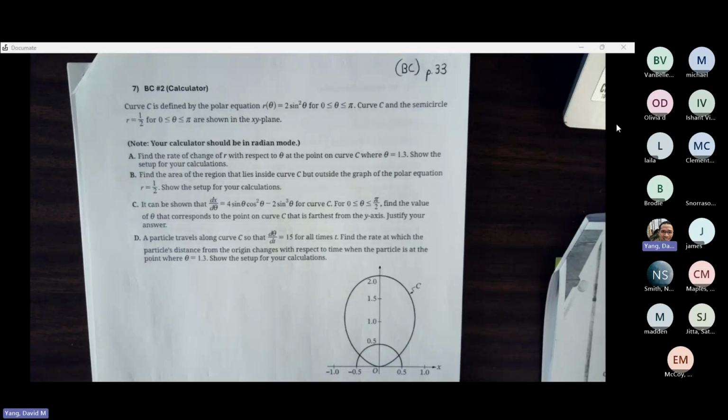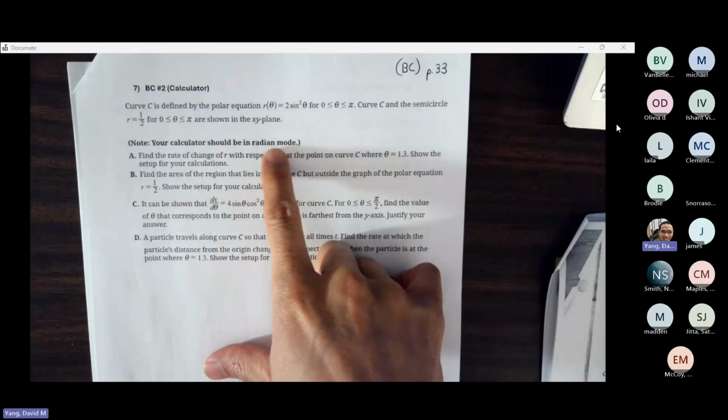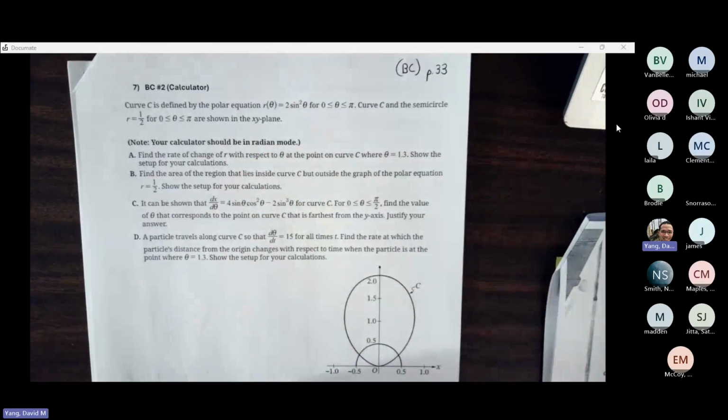Curve C is defined by the polar equation r of theta. Circle C and the semicircle r equals 1/2 between 0 and pi are shown. And again, they're nice to remind us to be in radian mode. Find the rate of change of r with respect to theta. Show the setup for your calculations.